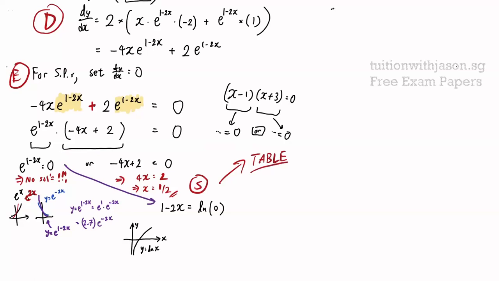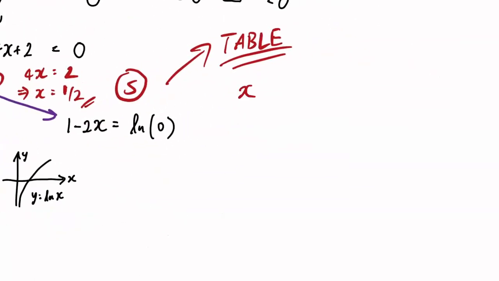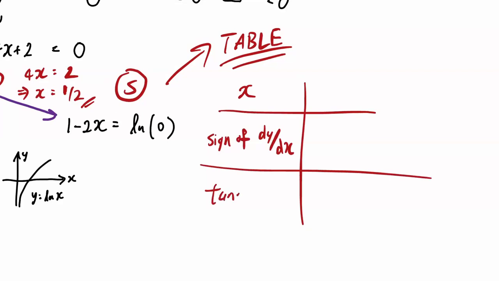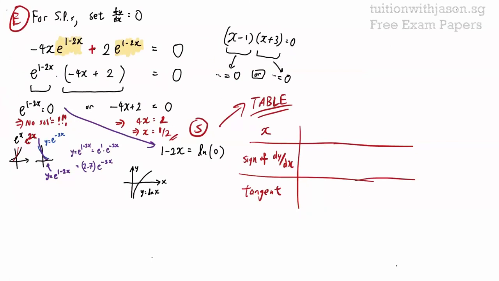Draw a table. So we're going to have x and dy by dx. Actually, I don't really want the dy by dx expression. I just want the sign of dy by dx. The sign, plus, minus, or 0. And then I draw a tangent line just for illustration purpose. Okay, so x equals, let's see, we start off with a half. Then on the left, we have half with a minus sign, slightly smaller than half, and half with a plus sign, something slightly bigger than half. You can use maybe plus minus 0.1, 0.01.